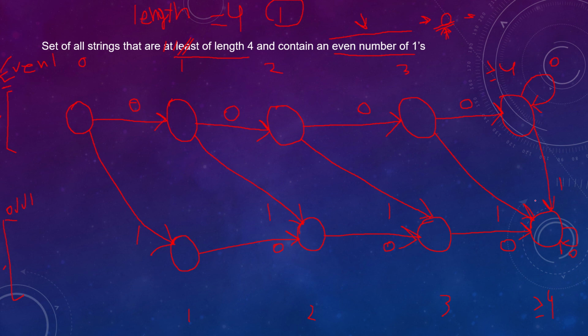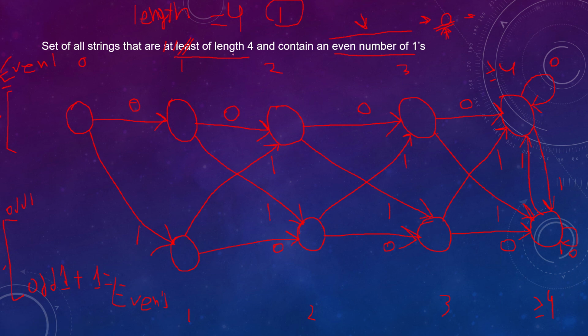Now similarly, an odd number of 1 plus a new 1 will make it an even number of 1, right? And the length will increase by 1 too. So from the odd state and from length 1 we will go to length 2 of the even state, and from 2 to 3 of the even state, 3 to 4 of the even state, and from here to here of the even state. Now which one will be our final state?